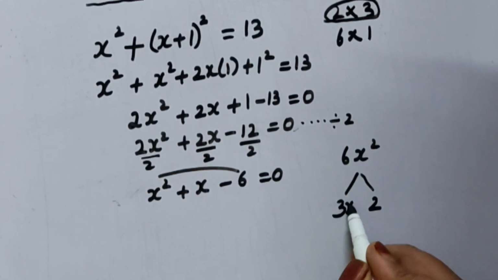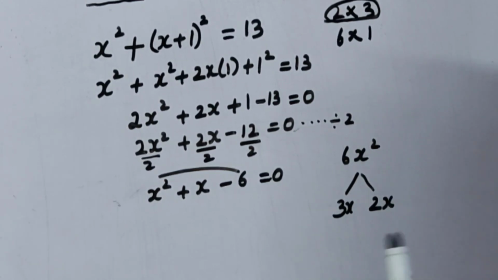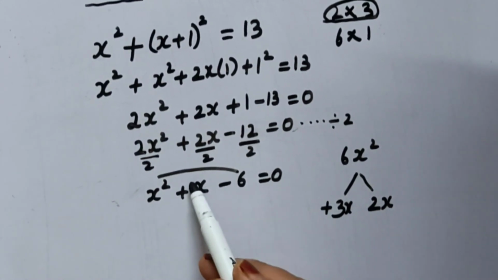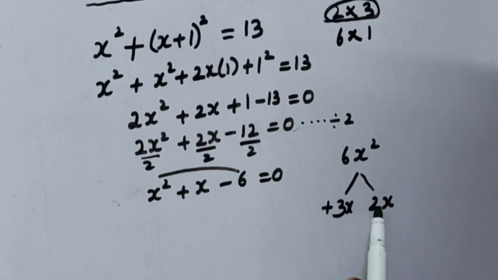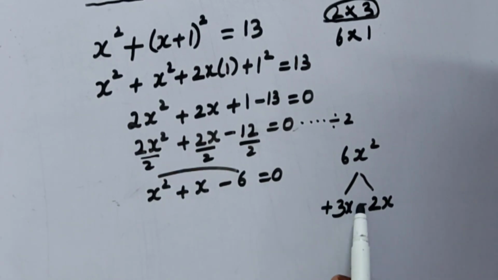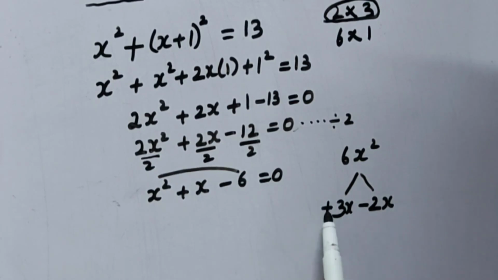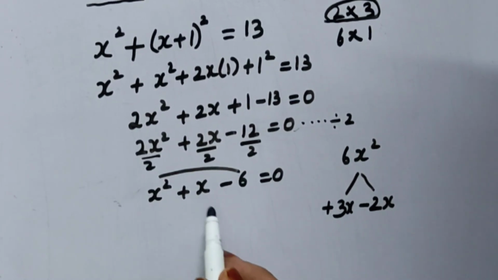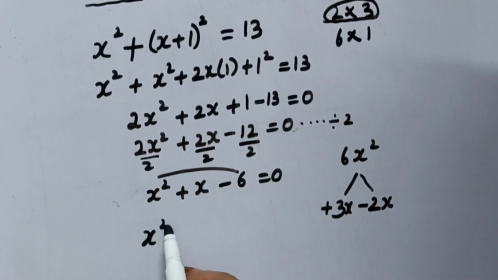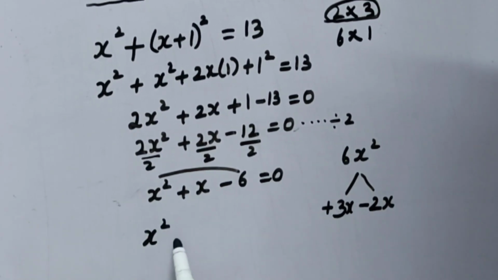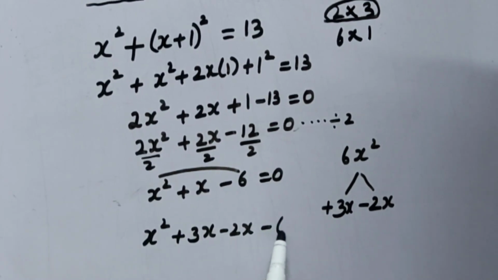We'll split this x on both the sides. Okay, so the first sign is plus. Now think, to get 1, what are we supposed to do to these numbers? We need to subtract, right? When you want to subtract, we are going to change the sign. If we have got plus, we'll write minus. Okay, now middle term splitting we will do. First term as it is and last term as it is. Plus 3x minus 2x minus 6 equals to 0.